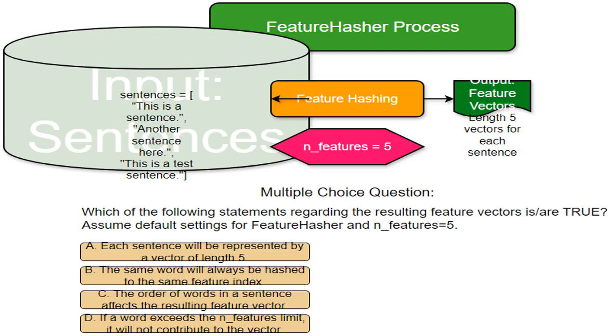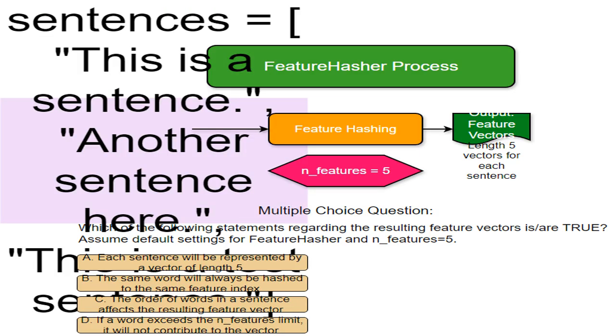I'm starting with 3 sample sentences. These sentences will be the input for the FeatureHasher, a tool that converts text into numerical data that machine learning models can use. These are the 3 sentences. This is a sentence, another sentence here, and this is a test sentence. The FeatureHasher will process these.